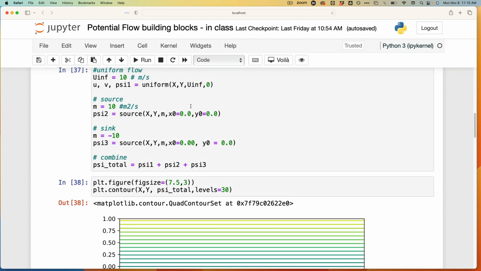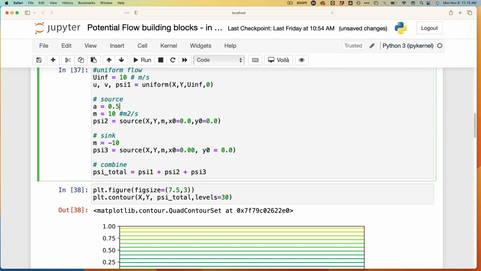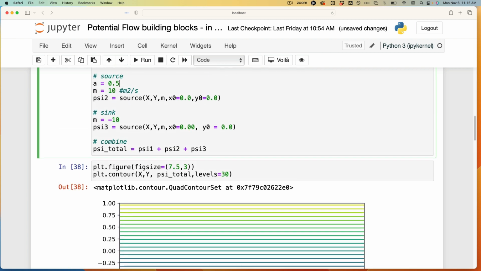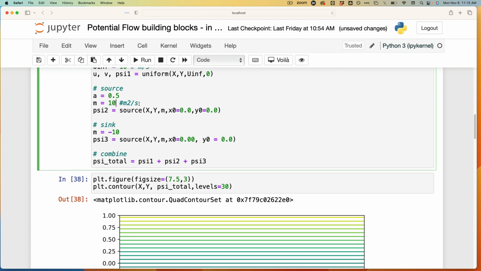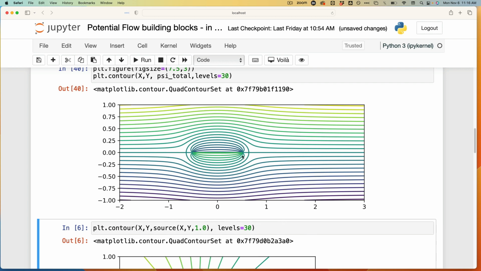Okay, so now I'm going to define this quantity A. I'm going to say A is equal to 0.5. So one of them is at x minus 0.5, and the other one is at x plus 0.5, right? And the strength is still at 10. I'm going to start at 10. And so x0 for the source is going to be at minus A, and the sink is going to be at plus A. I haven't done anything here except put them separated by the distance A.